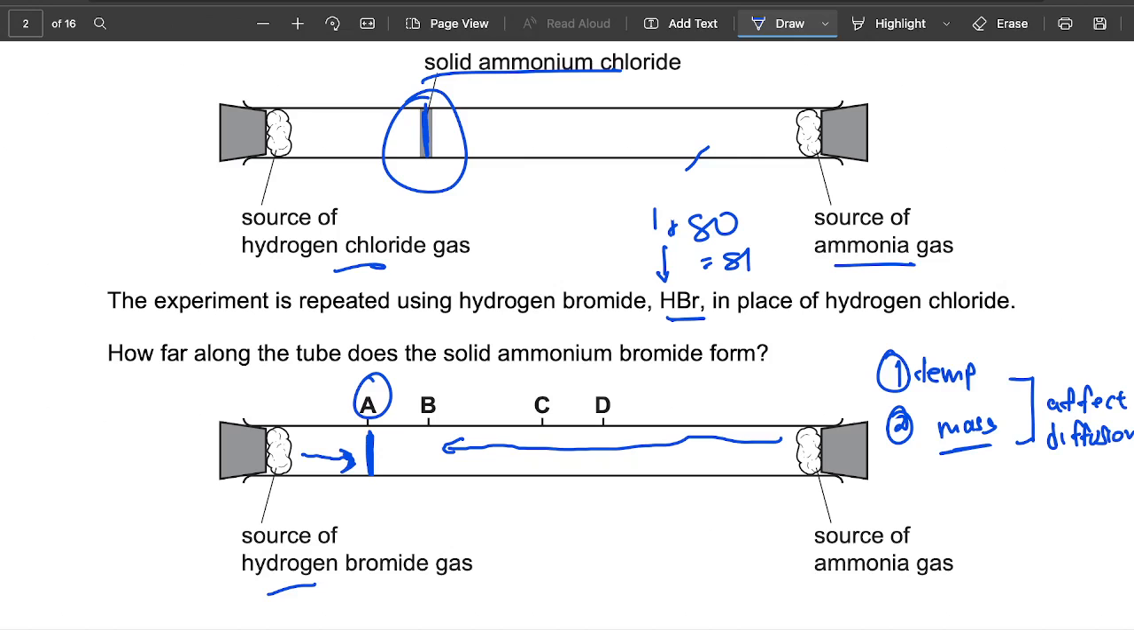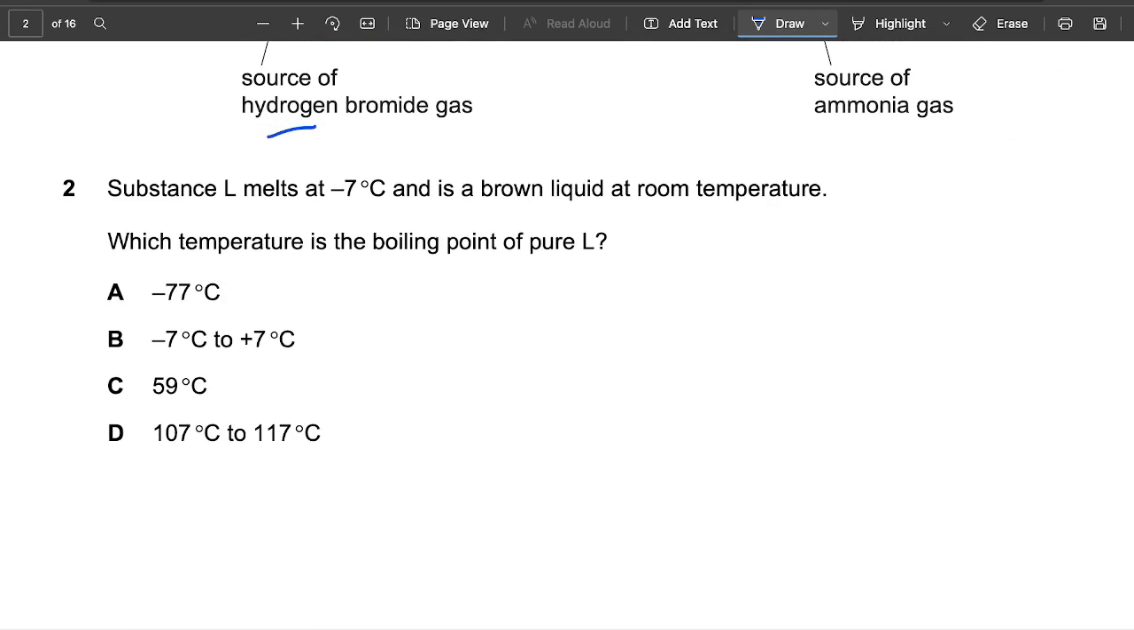Okay, so we move on to the next question now. The next question says substance L melts at -7 degrees and is a brown liquid at room temperature. So it is a liquid, okay, at room temperature. It says which temperature is the boiling point of pure L.